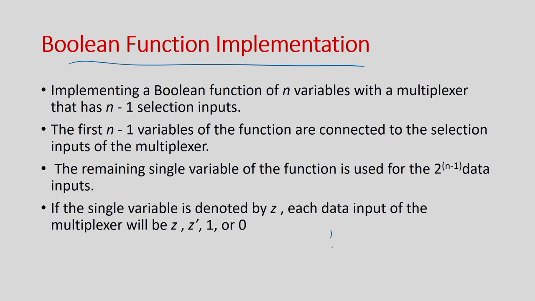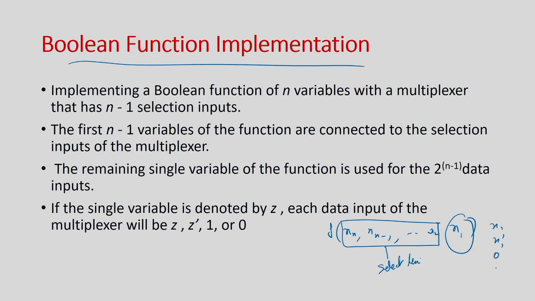Suppose a Boolean function has inputs, say A, B, C, D. Or I'll take a generic scenario first. Suppose I have a function which has x1, x2 to xn, so there are n input Boolean variables. What I will do is take x2 to xn to the select lines, and a variation of x1, which is x1, x1 bar, 0 and 1, and put them in the inputs. So there will be n minus 1 select lines. I'll make the connection such that the output of the multiplexer will be the same as the output of this function.